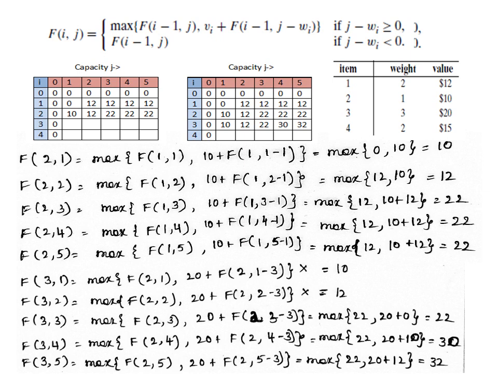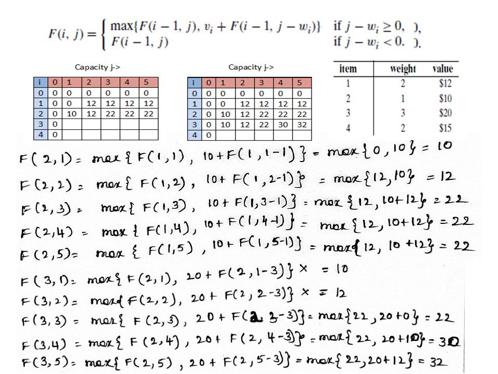Then f of 2, 4 which is equal to maximum of f of 1, 4, 10 plus f of 1, 3 which is equal to 12, 22 again, so maximum is 22. Then f of 2, 5 which is equal to f of 1, 5, 10 plus f of 1, 4 is 12 which is equal to 22. So maximum among 12 and 22 is equal to 22. That is the third row, row number 2.